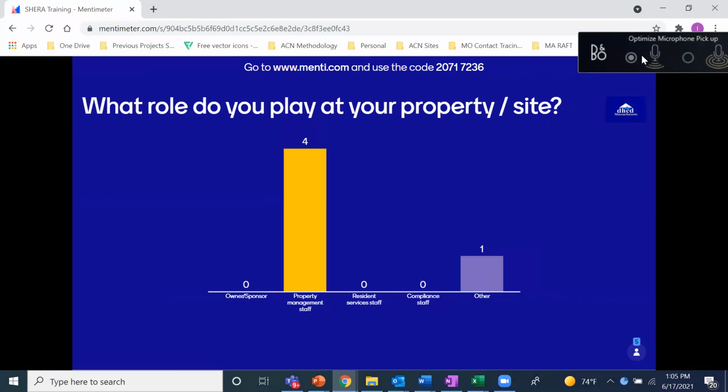Okay, we see a few responses coming in, property management staff and other. And we'll give you a few more moments to participate in the Menti poll of what role you play at your property.